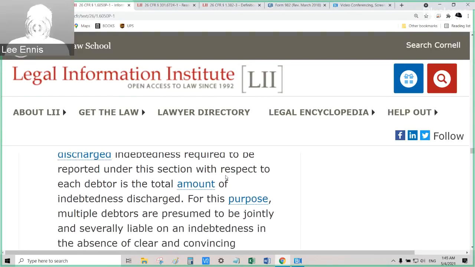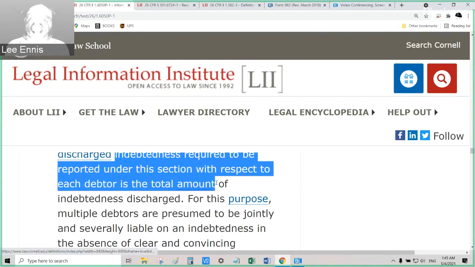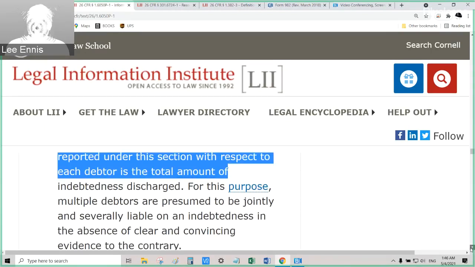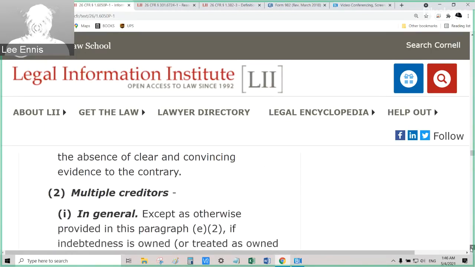And this is important too. So you see here the amount of debt discharge required to be reported is the total amount of indebtedness discharged. And so what that means is that if you're talking about girlfriend, boyfriend, whatever, then you're going to issue two 1099-Cs, and the total amount discharged is going to be on both of those 1099-Cs. They're both jointly responsible for this debt. It does not matter if they're married.